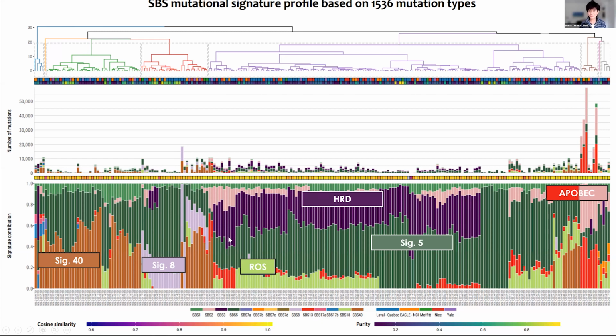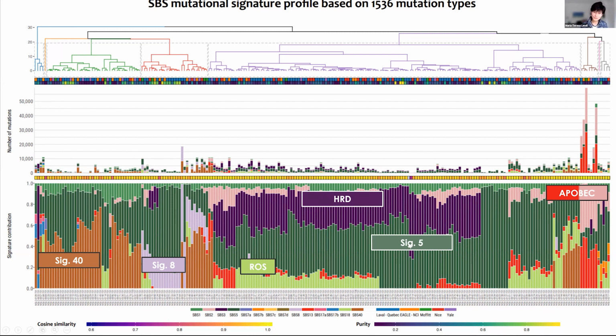I highlighted a few of them, like signature 3, potentially associated with homologous recombination deficiency, signature 18, associated with reactive oxygen species, and APOBEC, and a few others. But as you can see, there are many samples that are dominated by signature 40 or 8 or signature 5, that are still considered of unknown origin.